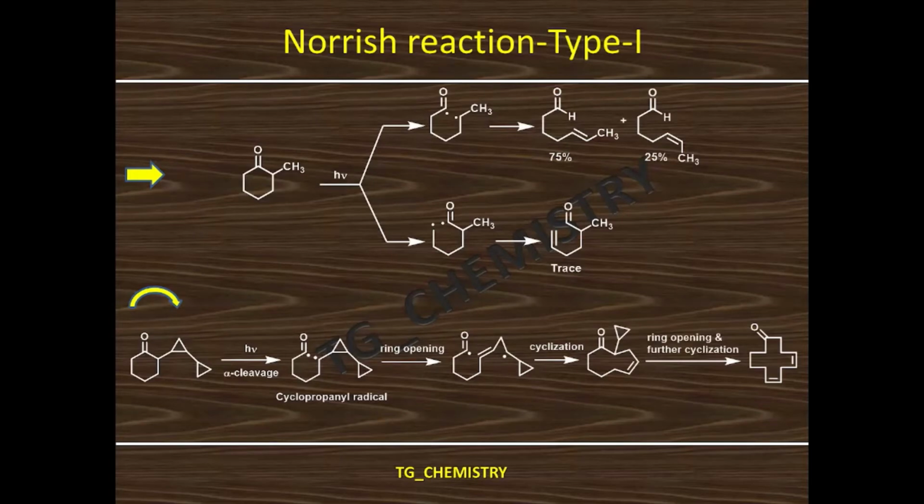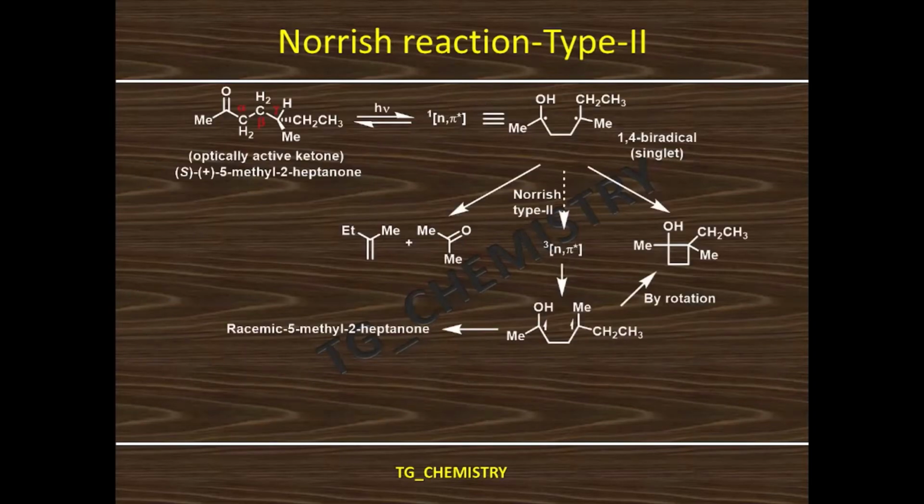Next, I will be talking about the second type, that is the Norrish type 2 reaction, where the Norrish type 2 reaction is actually the photochemical intramolecular abstraction of a gamma hydrogen by the excited carbonyl compound, and that eventually produces a 1,4 biradical as the primary photoproduct. Okay, so this can further be converted into the desired products or the undesired products in some cases. So there is a variety of product formation in the case of Norrish type 2 reactions.